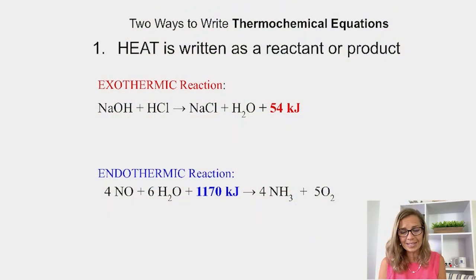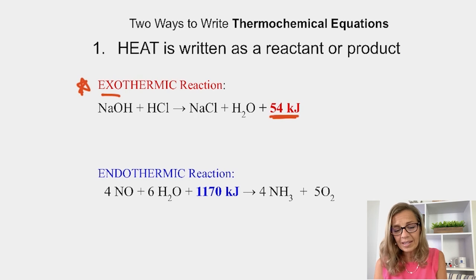There are 2 ways. First of all, the first way would be to write the heat as a reactant or product. And so I've got an exothermic reaction here, and remember, exo means heat goes out, so heat is a product in the reaction. And so I've got my energy term here. So when we make sodium chloride and water, we also make 54 kilojoules of heat.